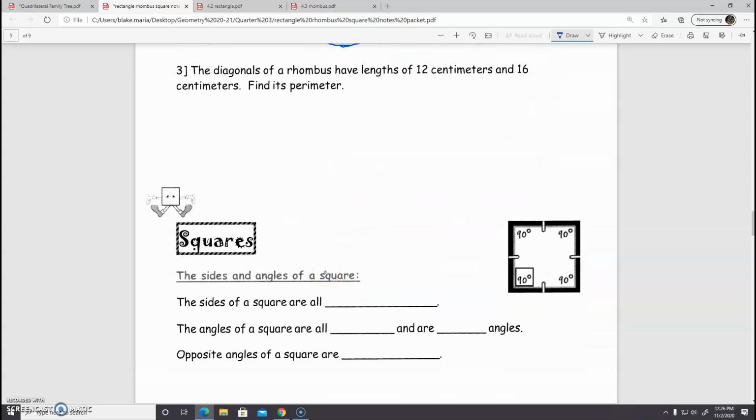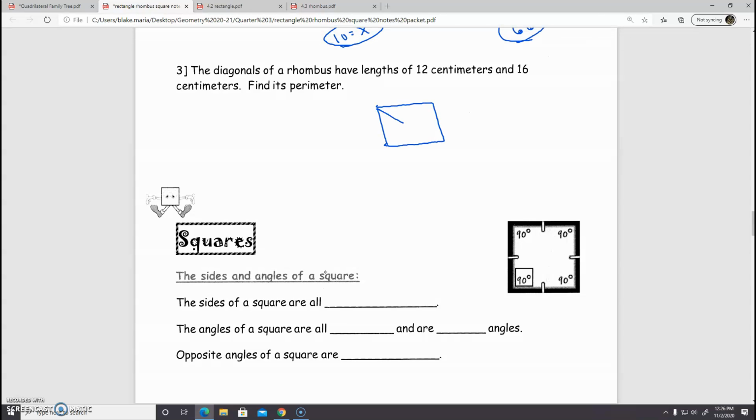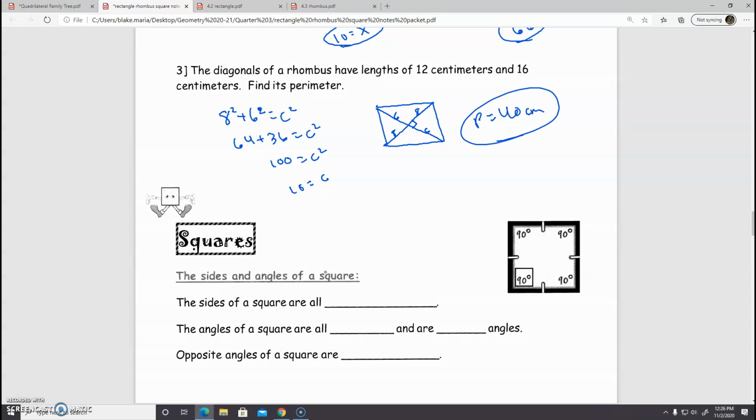And then last but not least, diagonals of a rhombus have lengths of 12, so that means 6 and 6, and 16, that means 8 and 8. And we know diagonals are perpendicular, so we're working with a right triangle here. 8 squared plus 6 squared equals c squared. So we've got 64 plus 36, we've got 100. So c equals 10. 10, 10, 10, 10. Our perimeter equals 40 centimeters. All right.